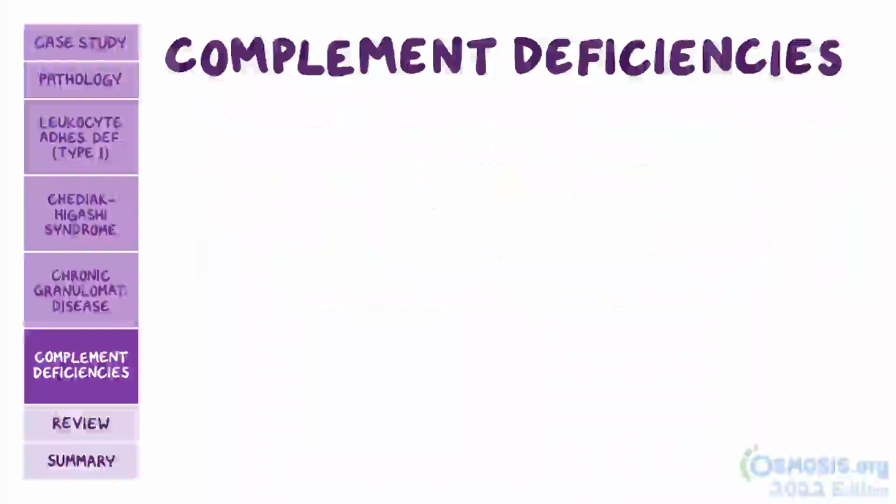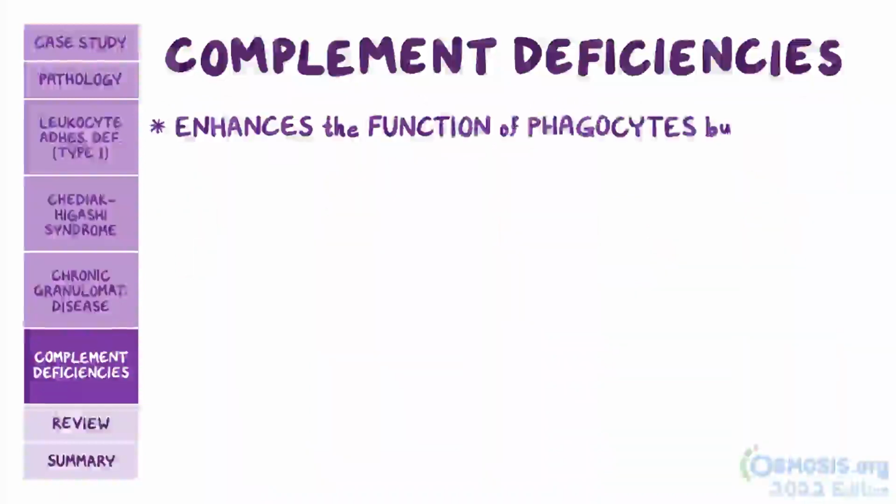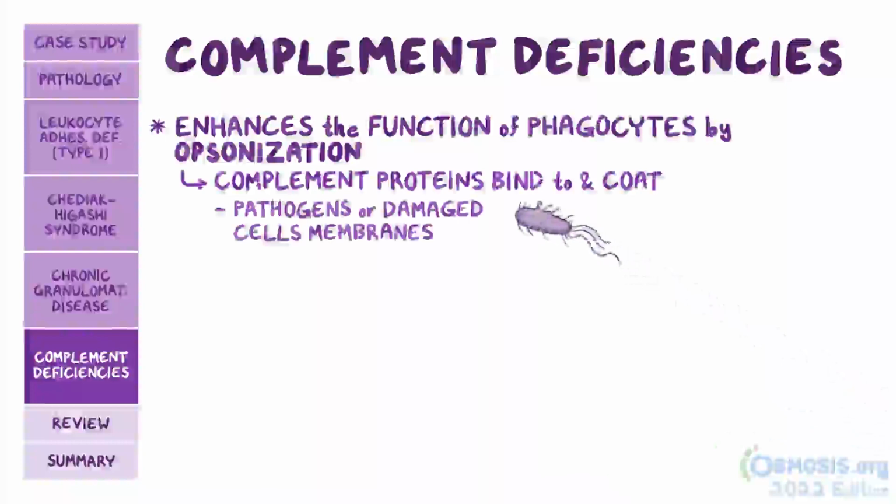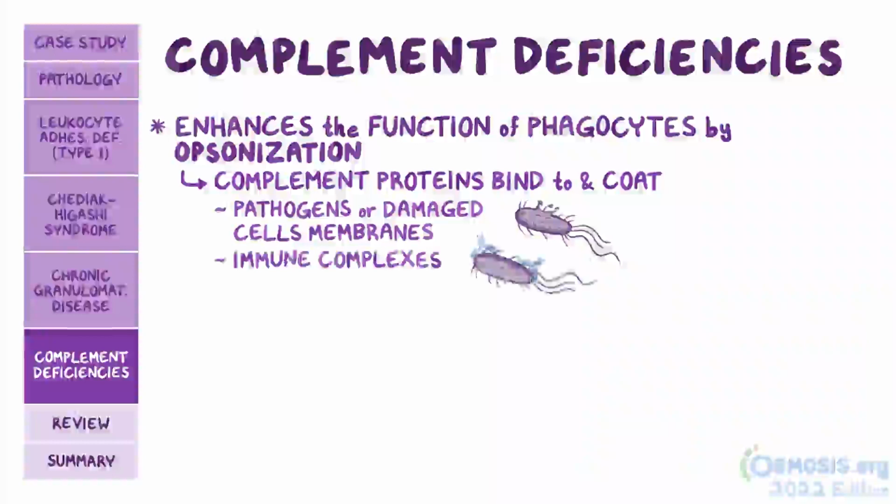Normally, the complement system helps with the immune response through three mechanisms. First, it enhances the function of phagocytes by opsonization, meaning that complement proteins bind to and coat the pathogens or damaged cells' membranes, as well as immune complexes made up of antibodies bound to pathogenic antigens, so that they can be more easily picked up by the phagocytes.